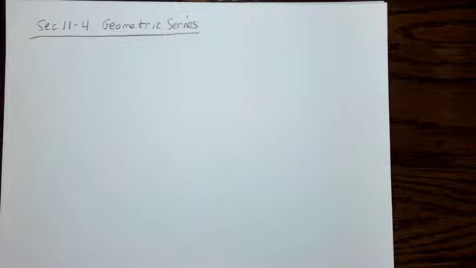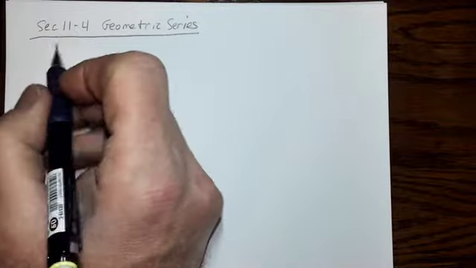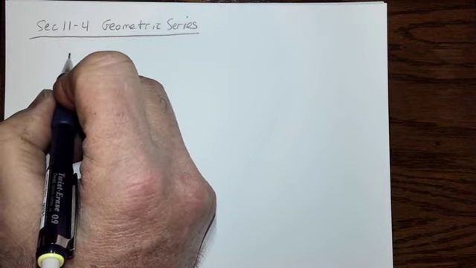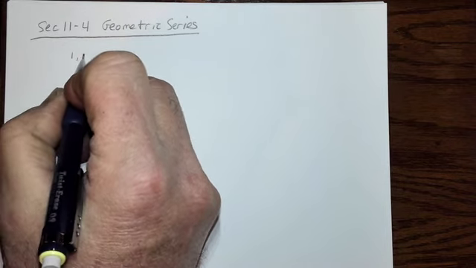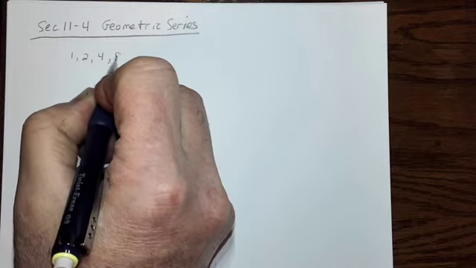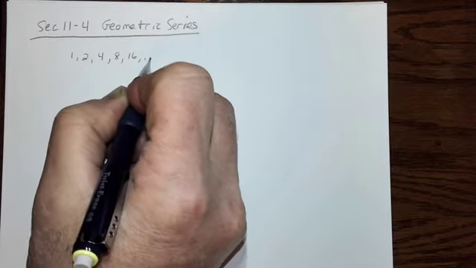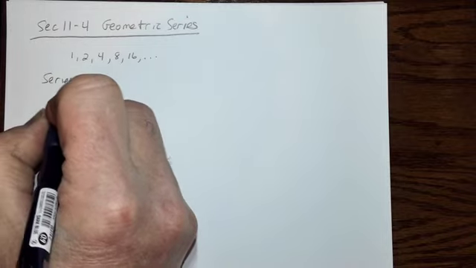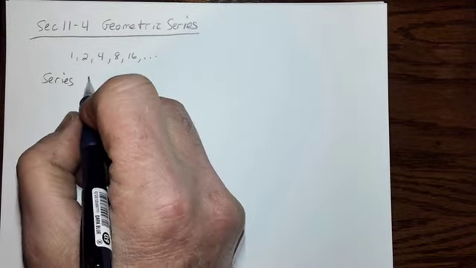Today we're going to look at geometric series. We talked previously about geometric sequences. A geometric sequence is something like 1, 2, 4, 8, 16, and so on. The series that goes with that is adding those terms together.